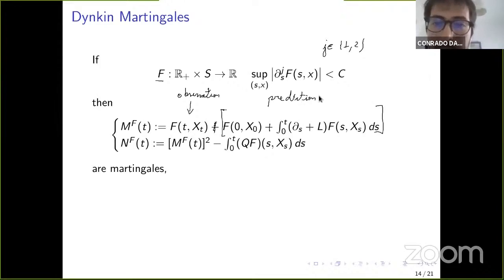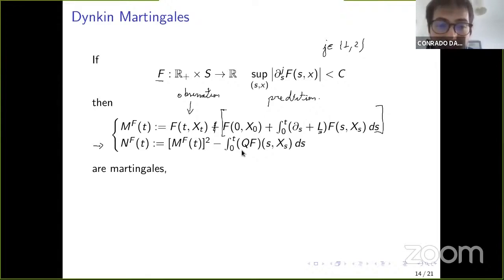So the prediction is the best guess we have for the evolution of our system. So L is the infinitesimal generator, which tells us what we expect to see in a small time, in the change that we expect to see in our probability measures. So if you subtract the observation from the prediction, and if it's a good prediction, we expect this to be essentially a martingale, or to have zero mean. And the next martingale here, this N_f, tells us what is the variance of our prediction. So it tells us how much we should trust our prediction.